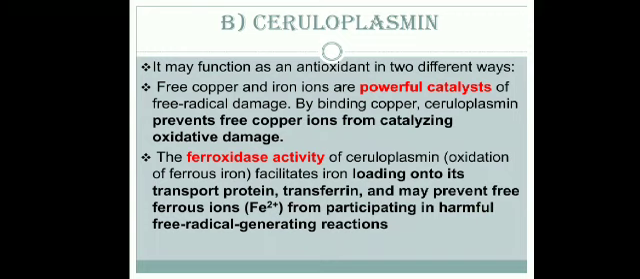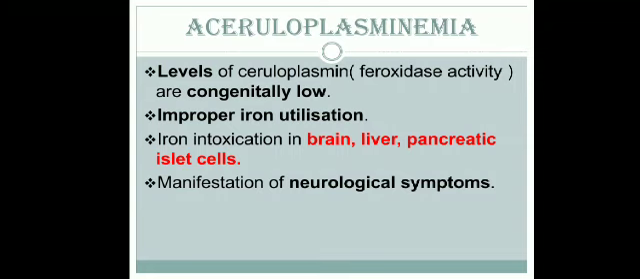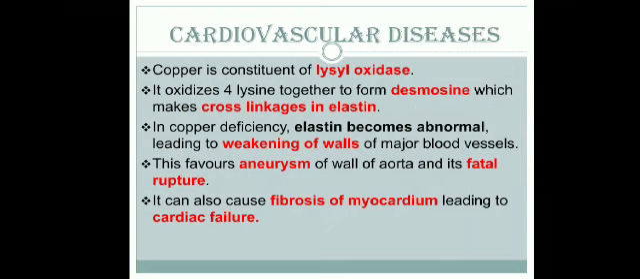Now, let's go on to the disorders of copper metabolism. The first one is aceruloplasminemia. This is a congenital disorder in which the level of ceruloplasmin in the blood is very low. Hence, due to improper iron utilization, this leads to iron toxicity in our brain, liver, as well as the pancreatic islet cells. It results in manifestation of various neurological symptoms.